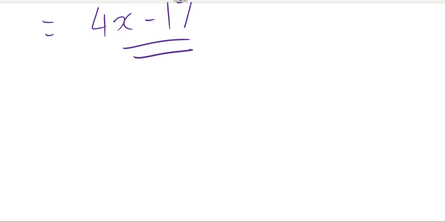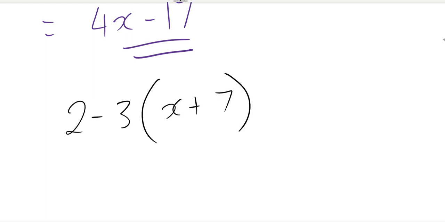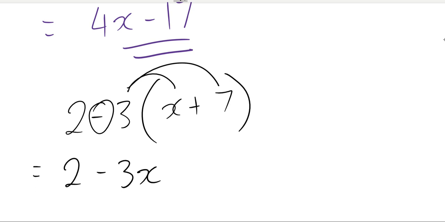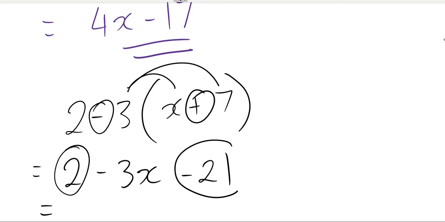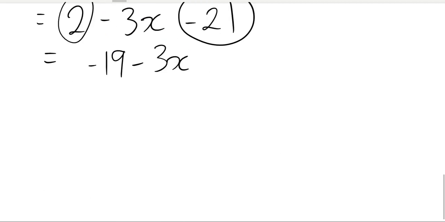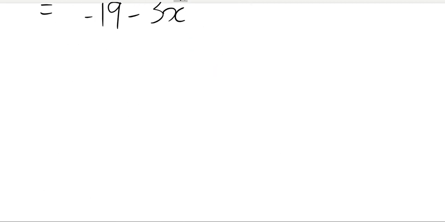Let's say we have a question that gives me 2 take away 3, x plus 7. So that 2 will stay by itself. These two multiply to give me negative 3x. These two multiply, we've got different symbols, so I will get a negative 21. Putting my like terms together, 2 take 21 gives me negative 19, and I've got to take away 3x. I'll look at one last example of a different form.